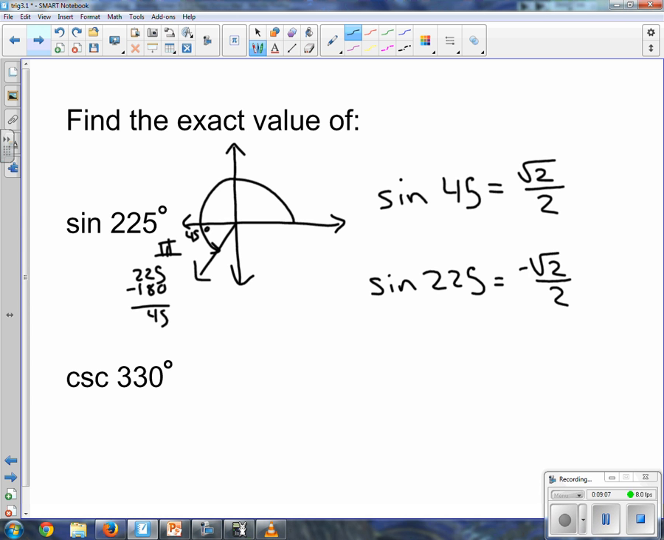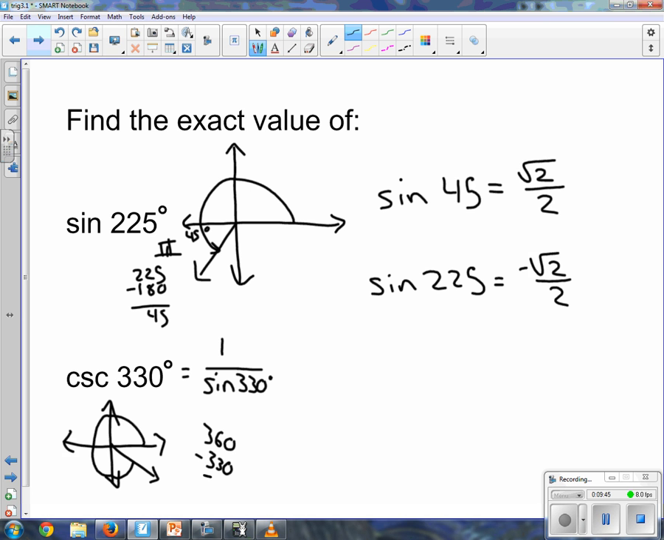Next one, cosecant of 330. We could go with, instead of cosecant, let's think about its reciprocal. So let's think that this is going to be equal to 1 over the sine of 330, using the reciprocal identity. Then, think about your graph. We would go 90, 180, 270, 330. Take 360 minus 330, and we're left with 30. So this is the same thing as 1 over the sine of 30.